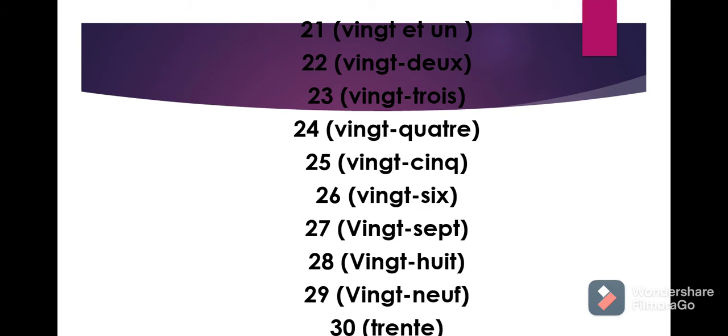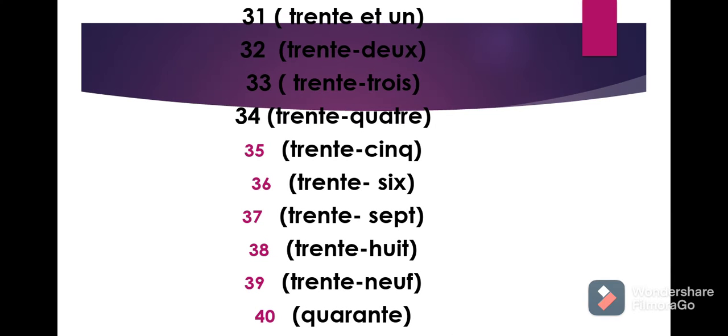30. How to pronounce 30? 30. 31. In between, we have to put et. So it becomes 31. 32, 33, 34, 35, 36, 37, 38, 39. Now let's come on to 40.